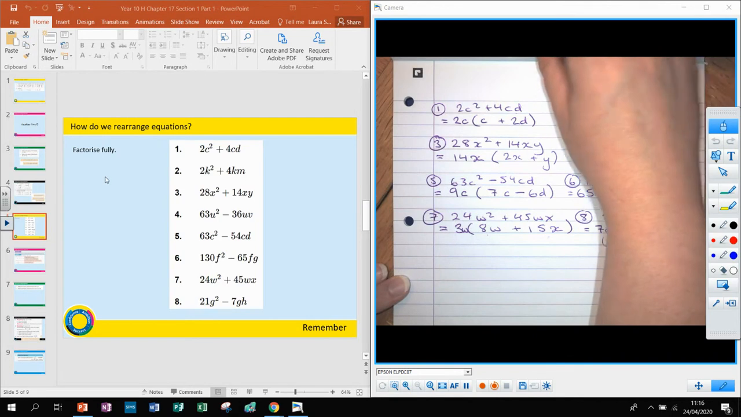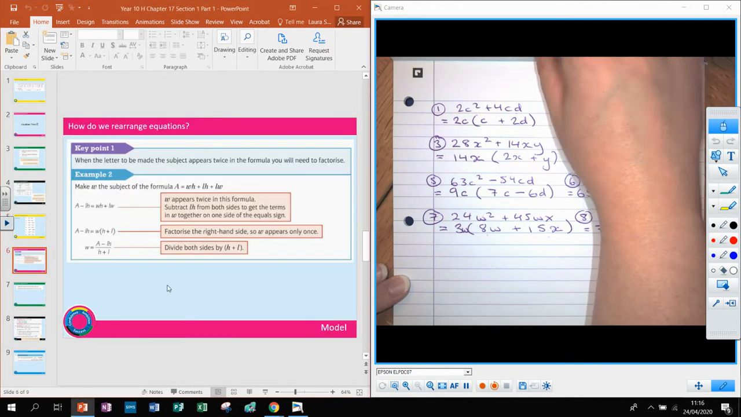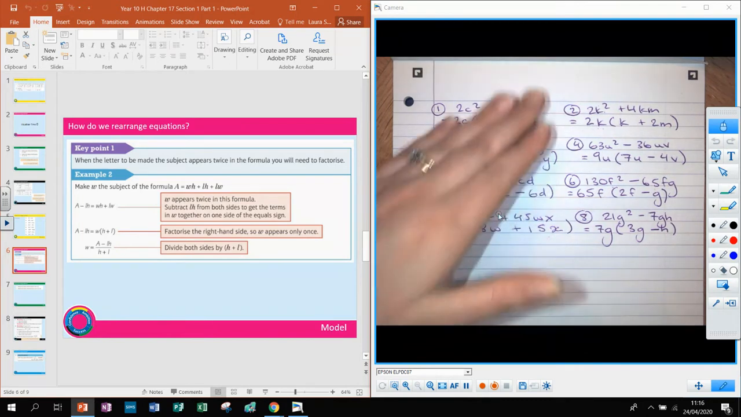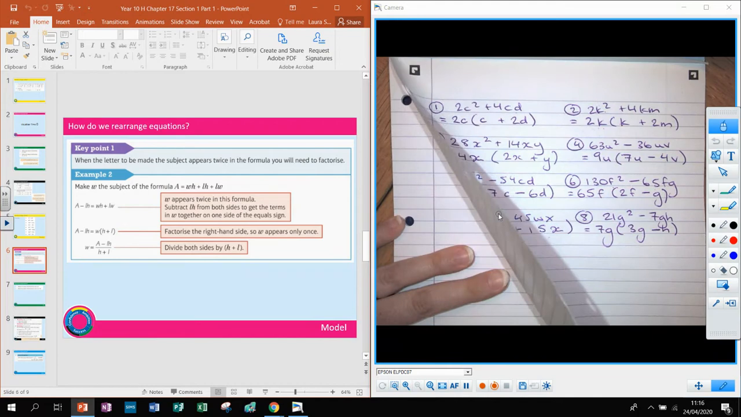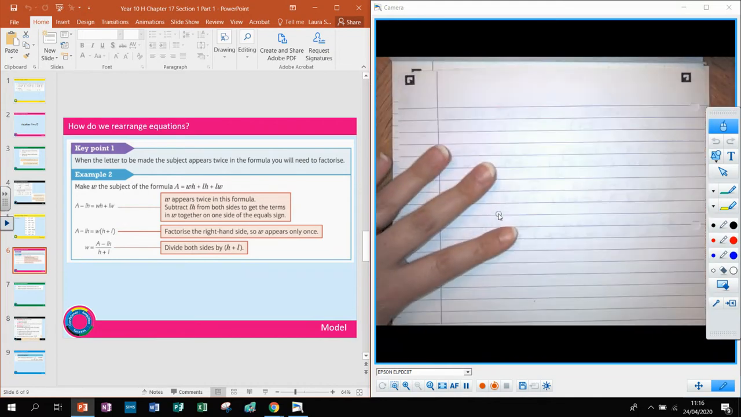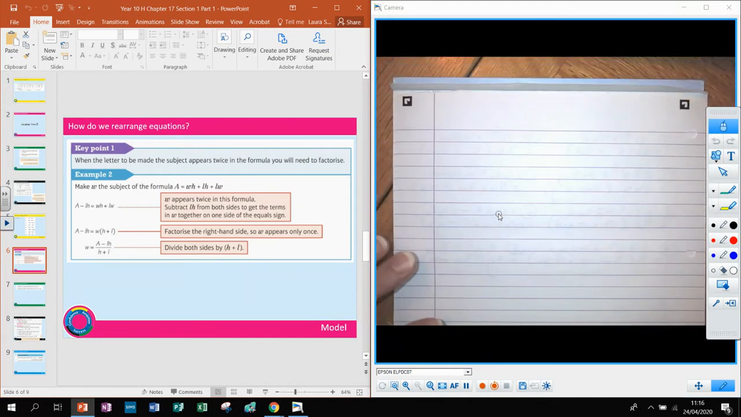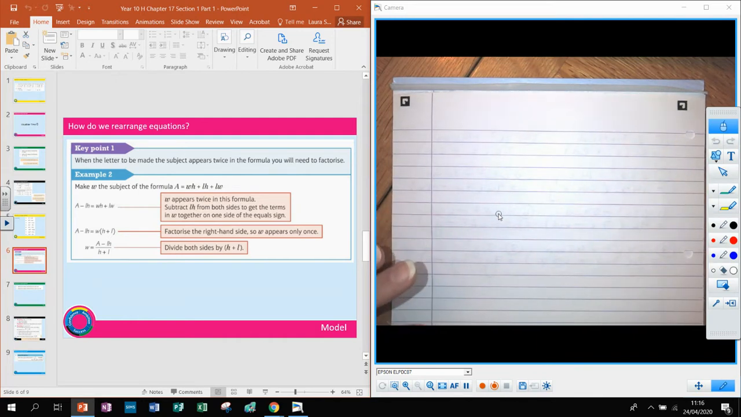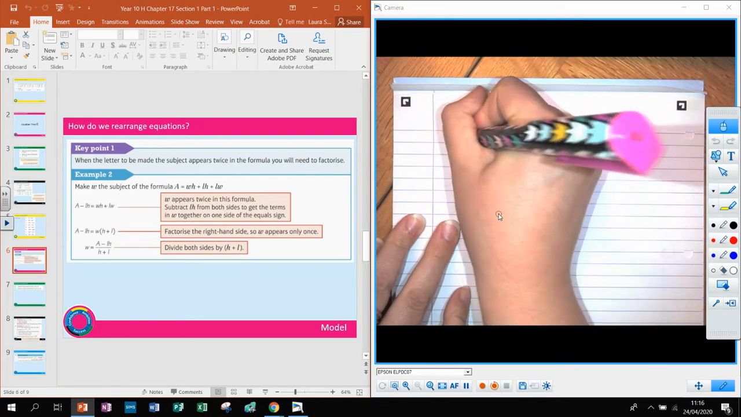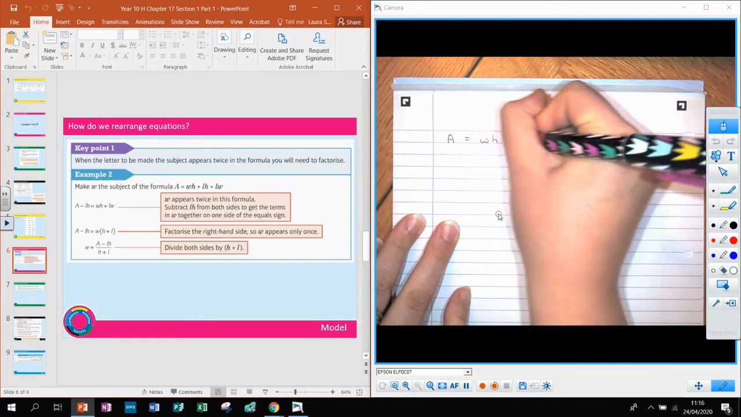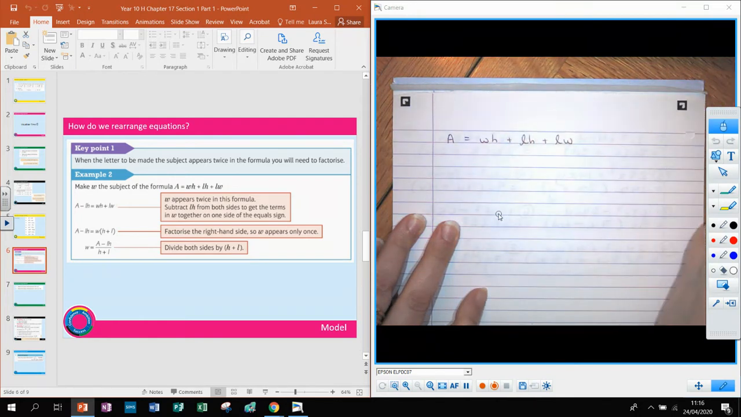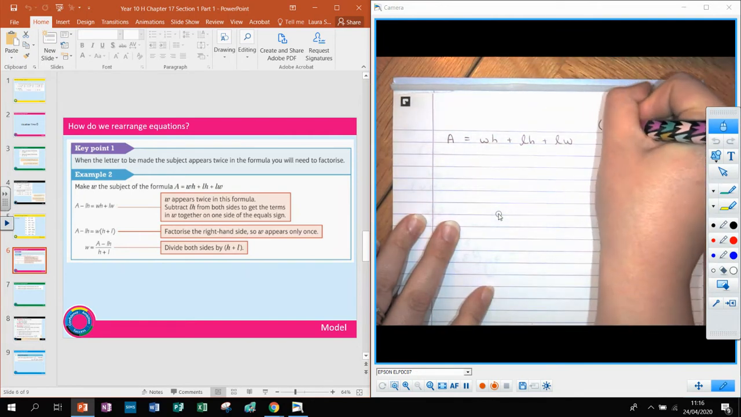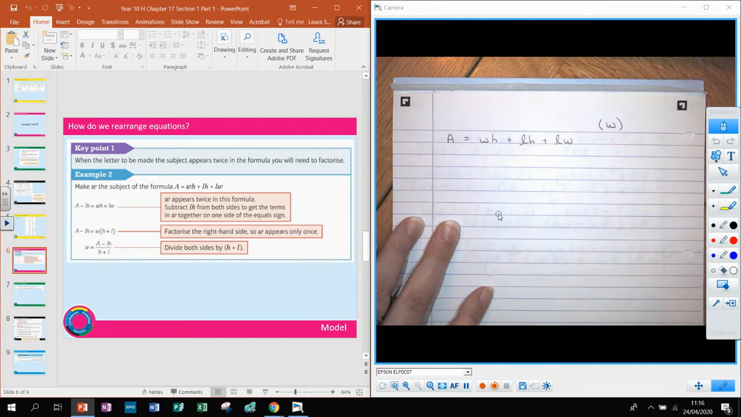Next, I want to go through how we deal with rearranging equations when we might need to factorize. I'm going to walk through this example with you, even though, yes, it's on the left on the screen. It is nicer when we actually talk about examples together. Okay? Right, so in this question, we have this situation. It's told us that A is equal to WH plus LH plus LW. And it would like W to be our subject. Okay, so that's what we want to isolate.